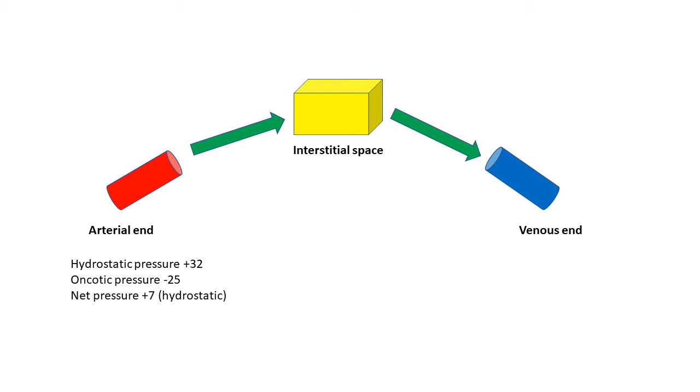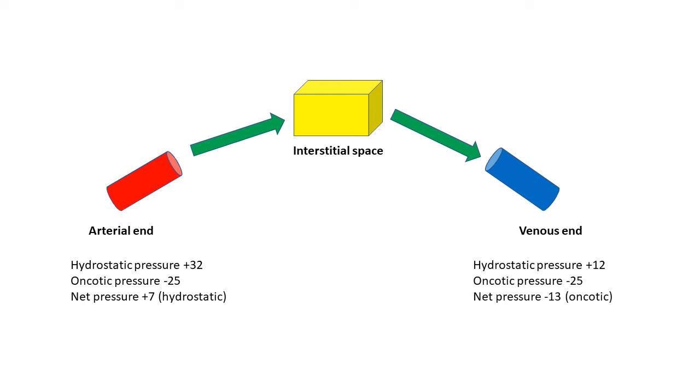And we know hydrostatic pressure is positive outward driving, so fluid moves from the arteriolar end to the interstitial space. As we saw, there is hydrostatic pressure and oncotic pressure in interstitial fluid also, but in normal condition it is small and insignificant. And the net result is 7 millimeter of mercury hydrostatic pressure at the arteriolar end, which pushes the fluid outwards from the arteriolar region to the interstitial space.